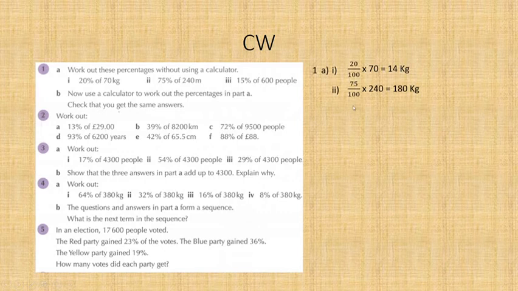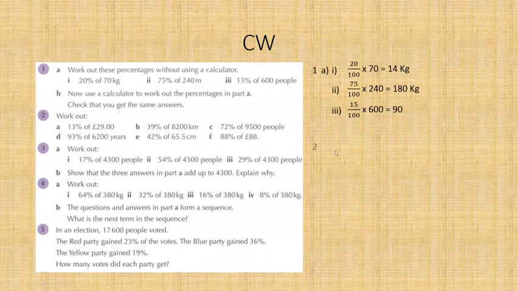So 75 over 100 times 240, if you just put that in the calculator, you will find the answer 180 kilograms. And the last question number 1, triple I, 15% of 600. Yes, it's going to be the same. 15 over 100 times 600, so it's going to be equal to 90 people. Okay, question number 2.